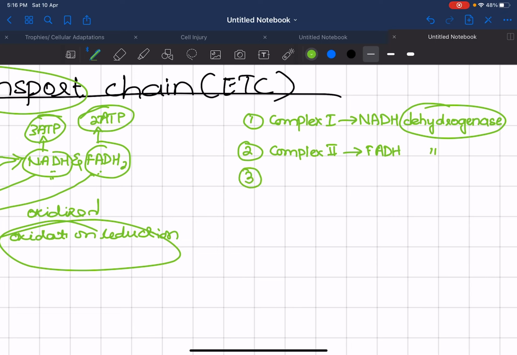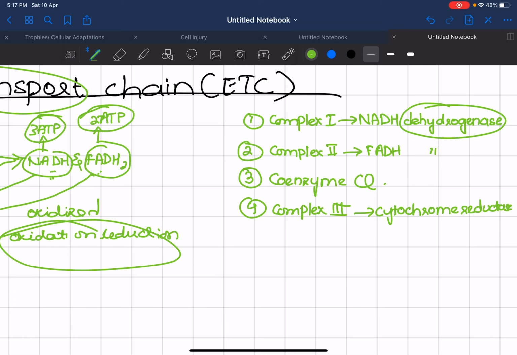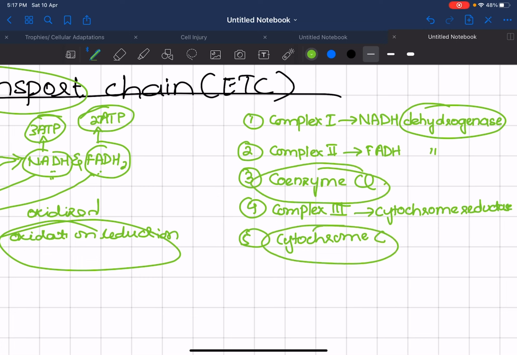Third one is coenzyme Q. Okay, what is it? Coenzyme Q. Fourth one is complex three, which is the cytochrome reductase complex. What is it? Reductase. Now from the name you can already guess what it is going to be doing. Moving on further, we have cytochrome C. This is not a complex, like coenzyme Q. They both are not complexes like the other ones we have. We're going to discuss their role in a little bit.